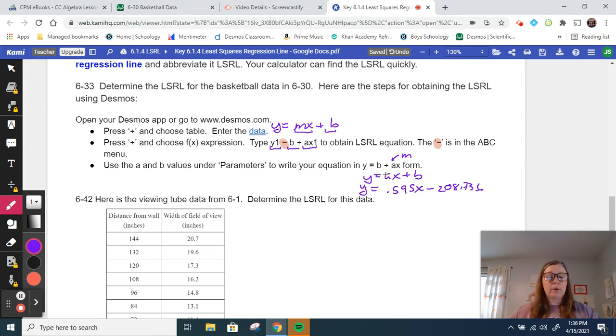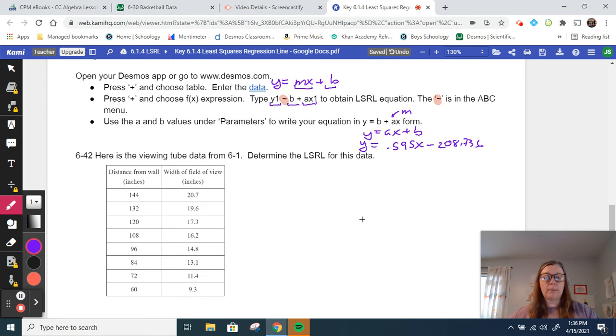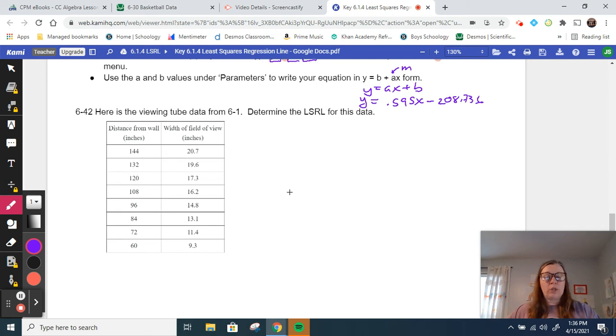All right, so remember in 611, we talked about viewing tube data in the football field. In that one, we just found the line of best fit. Now we're going to determine the least squares regression line, which means we're going to put this data into Desmos and have it do the work for us.